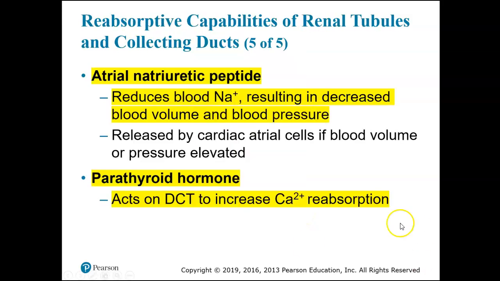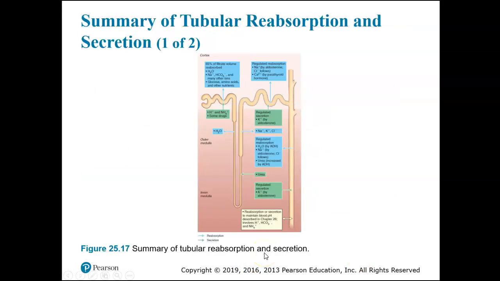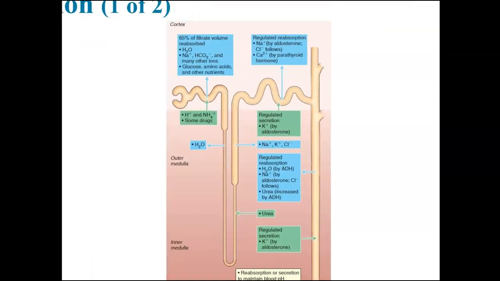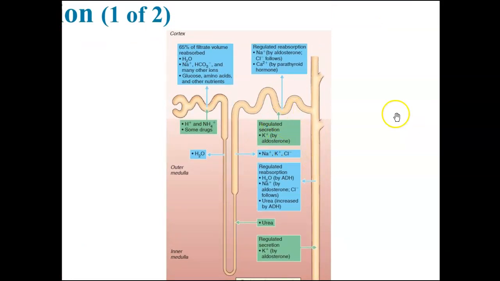So when your blood calcium levels are low, calcium is reabsorbed back into the blood. And this is a summary of tubular reabsorption and secretion. Reabsorption in the PCT we've already covered, and then you can see the descending and the ascending limb of the nephron loop is covered here too, but let's just focus on the DCT and the collecting ducts and look at what happens there.